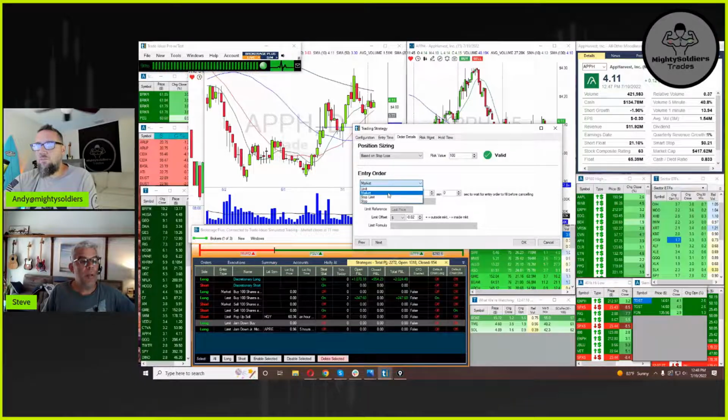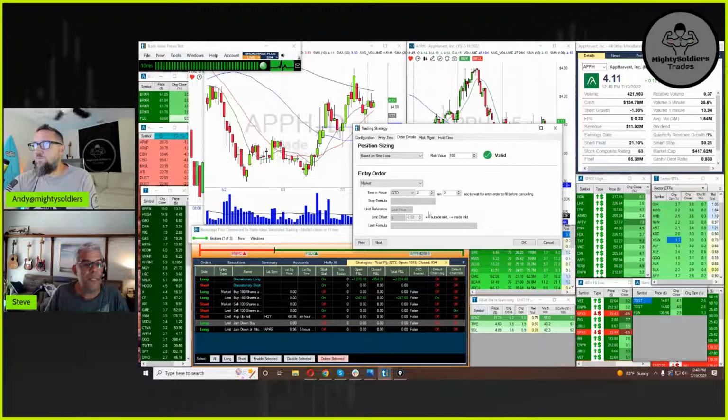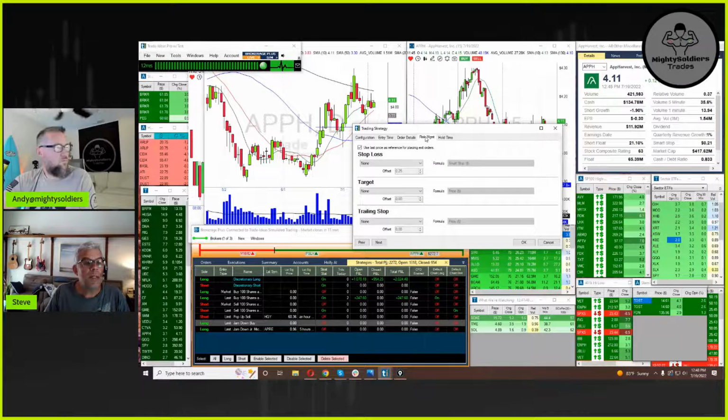So order entry could be market or stop. Good till canceled. The offset means how many pennies are you willing to buy above the current offer? Maybe 5 cents would be a good offset for that. And then in risk management, yes, you can send the order with a stop loss order immediately. So you can just say right off the bat, I don't want to risk more than 1%. That's my stop loss order.